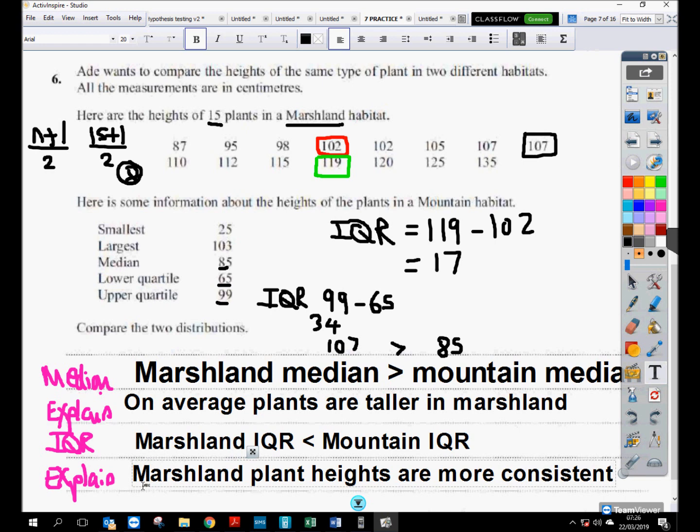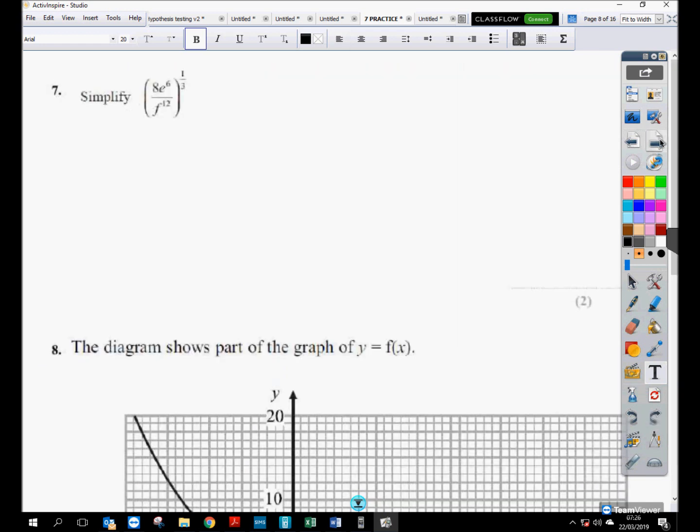Okay. So, the smaller the IQR, the more consistent the data, but you just have to reference it to what the question's about. Marshland plant heights, or height of marshland plants are more consistent. Anything like that is fine. And a great way to set it out is like this: median explain, IQR explain. Next question.